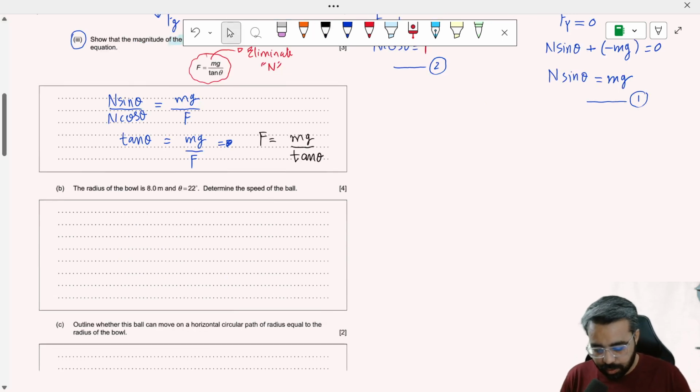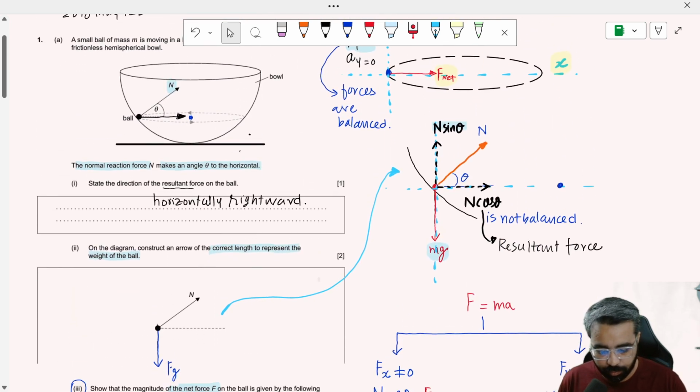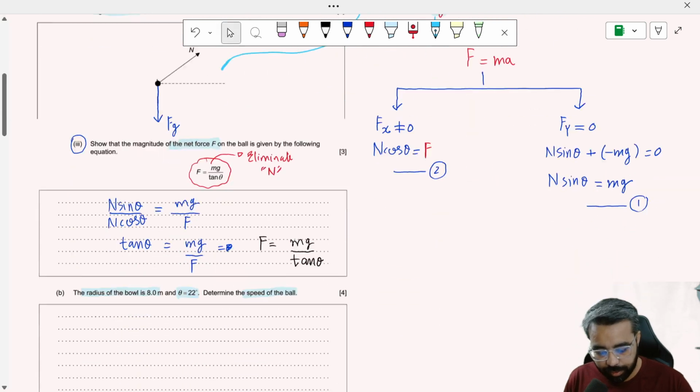Okay students, in the next question they are saying if you are given the radius of the bowl, 8 meters, at this point and the angle, determine the speed of the ball. Now speed is constant because this is a uniform horizontal circular motion, so the speed has a constant magnitude. But look at the velocity. If it is moving in a counterclockwise circle, then this is the direction of the velocity at these two points. Okay, how can we find velocity?